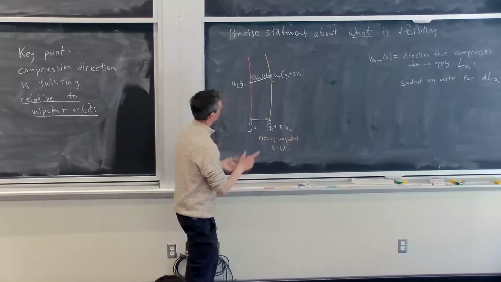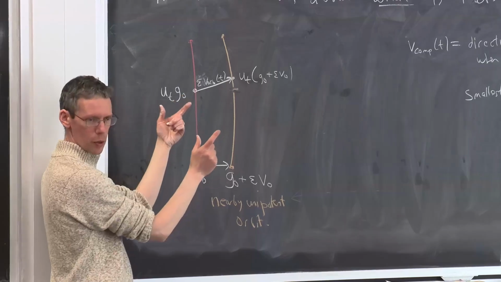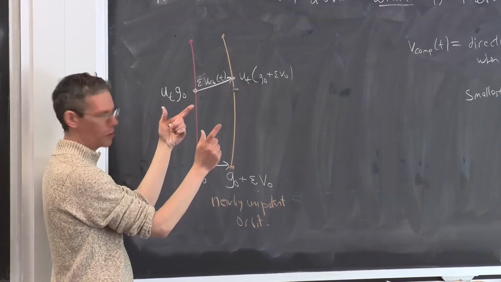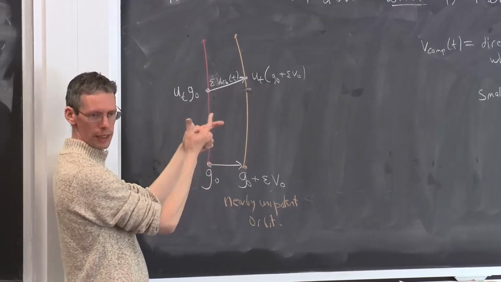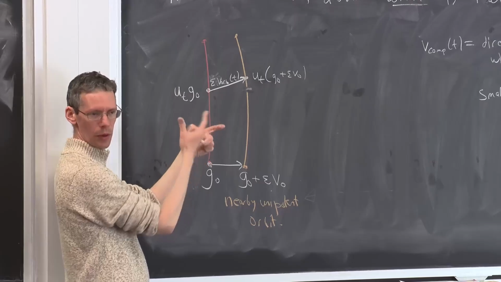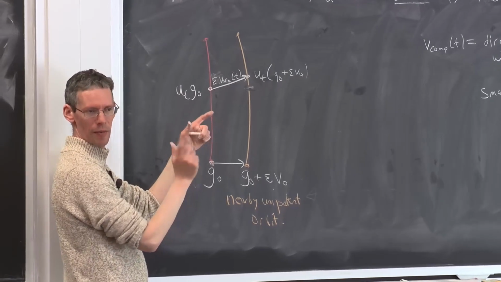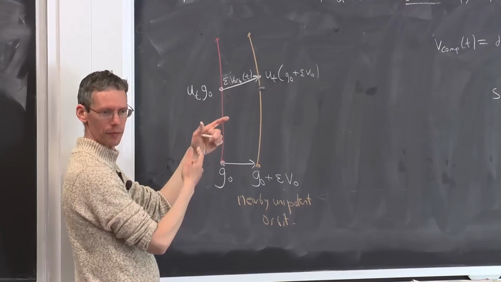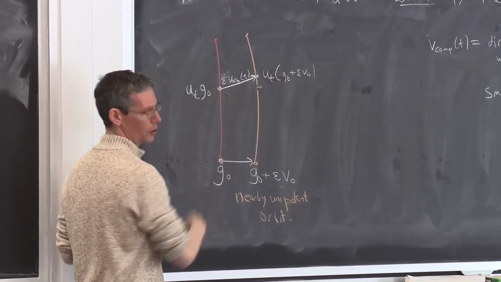So the thing that is twisting is v compression of t relative to v orbit of t. The angle between those two vectors is changing. That's the precise statement of what is twisting. And we can check what is happening by computing these two vectors.